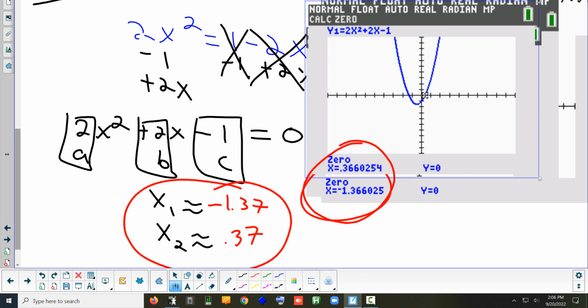And it was okay to do it that way because the directions said approximate. It did not have to be exact.